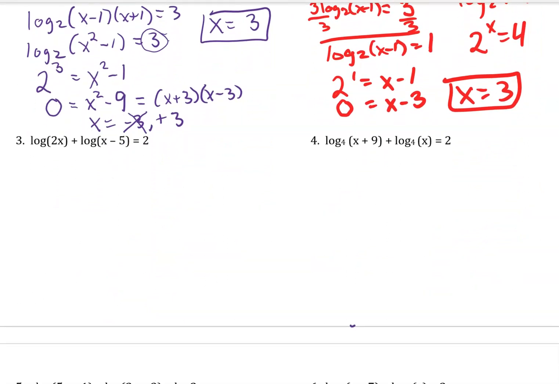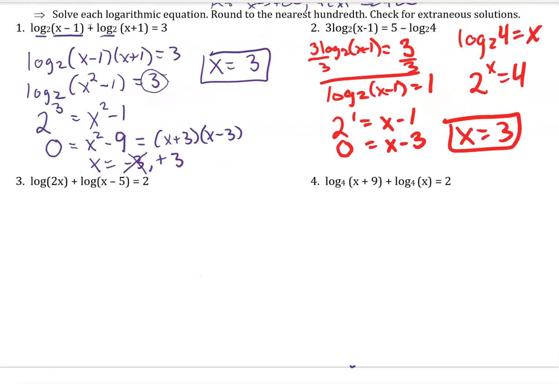Problem number 3. Log of 2x, which, by the way, log is the common log, base 10, plus log of (x minus 5) equals 2. Same base, so we can apply the product rule to these logs. What it really started out at then was log of 2x times (x minus 5) equals 2. And I'll write the 10 down there, even though I don't need to, but that's so we can take a look at what's really going to happen here.